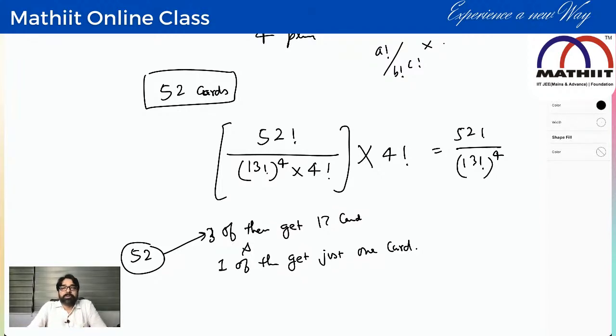I want to distribute into 4 people. 3 of them get just 17, they get 17 cards each, and 1 of them gets just 1 card. Answer.